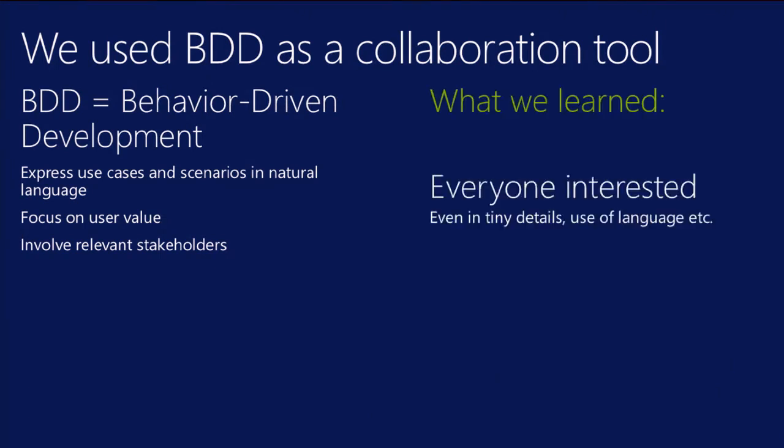What we learned is that everyone was interested. When we discussed the features and the scenarios, everyone involved was very interested in tiny details about the language. And I will show an example on the next slide. We also bridged a gap. Previously, it had been we and them, developers and requirements people, domain experts. And now we bridged that gap, so it was no longer we and them, but us.